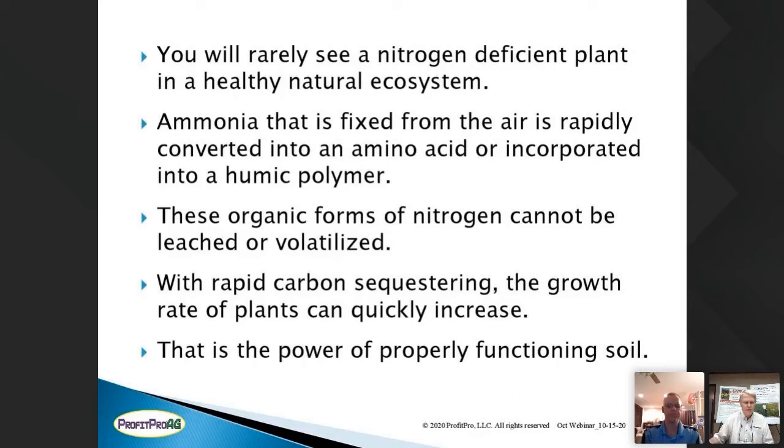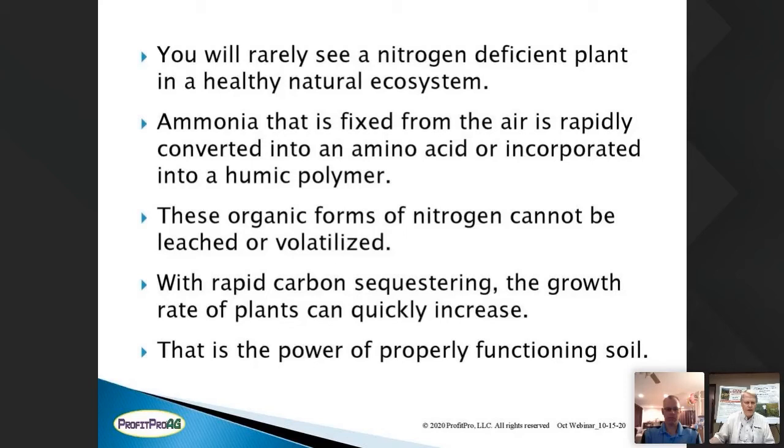Absolutely. Because the microbes are going to produce that nitrogen. Right. And what happens is we actually take that nitrogen out of the air and convert it to amino acids, and also incorporate that into humic polymers that are more stable and will not leach or volatilize. And so that's very, very important.